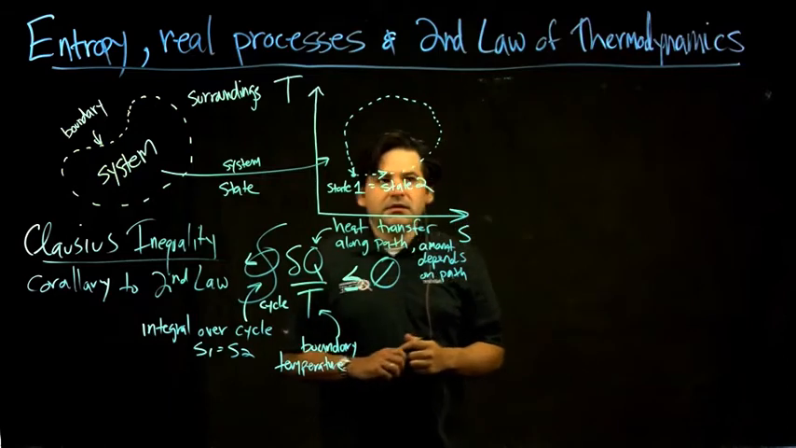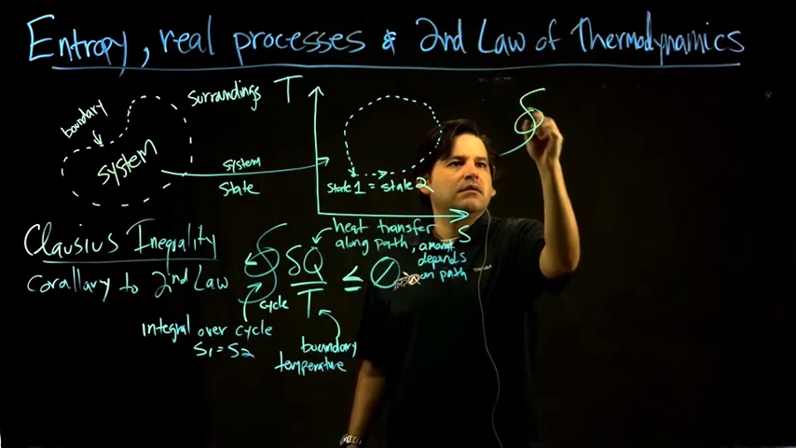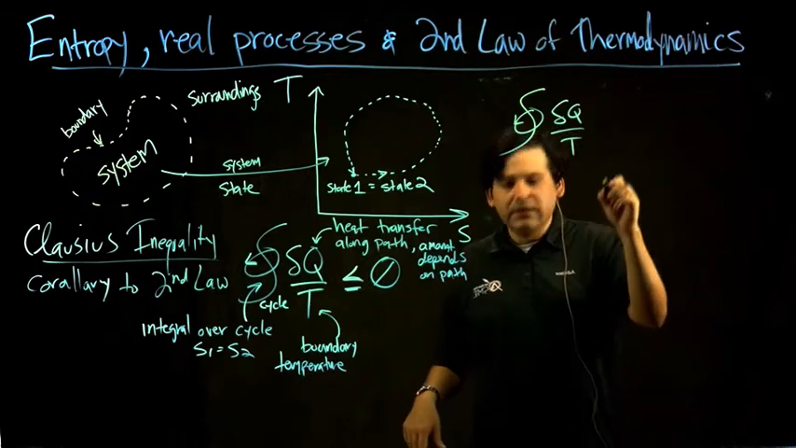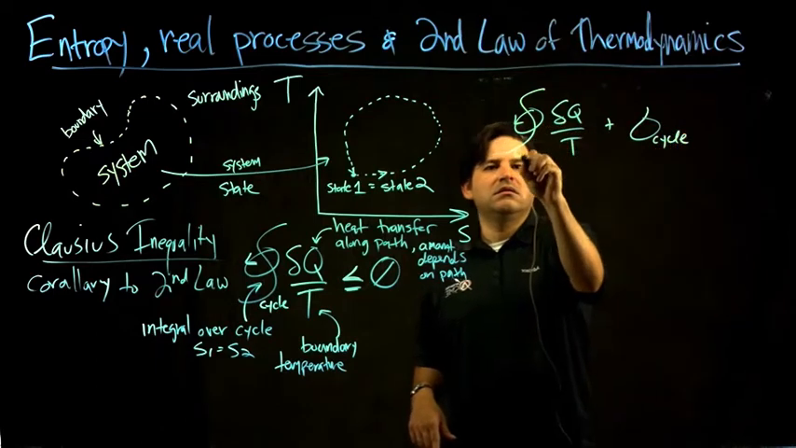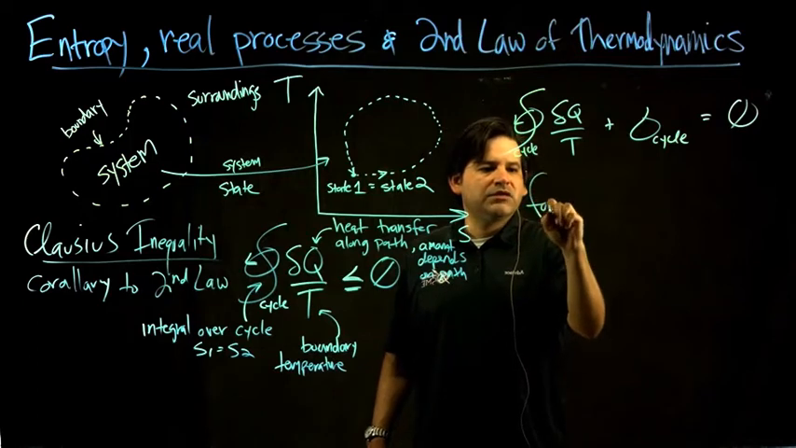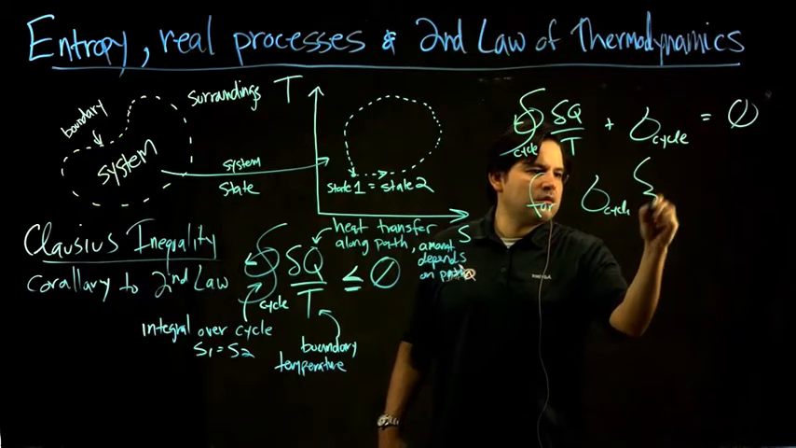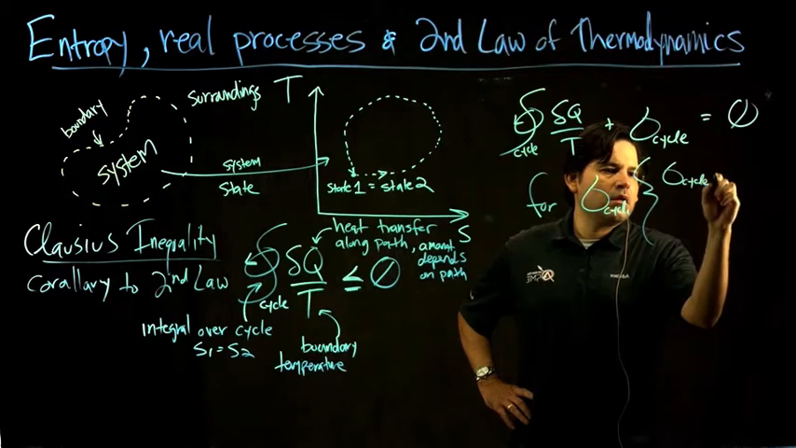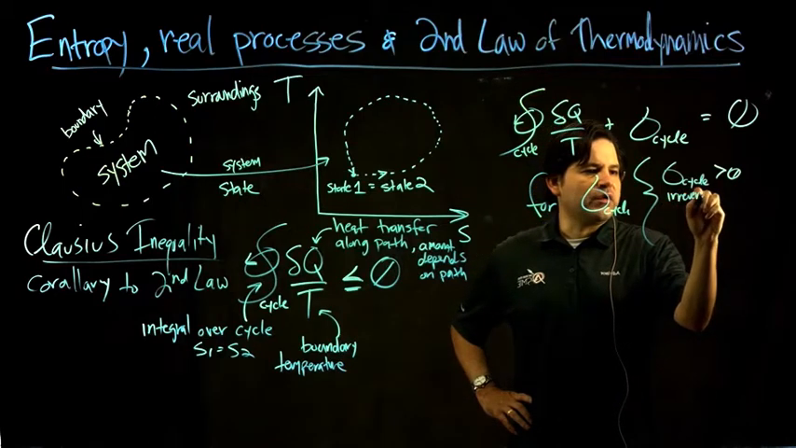So another way to think about it is, if you do this integral again over the cycle, another way to write this inequality is you say that this integral plus some amount of the cycle equals 0. And then you can make this criteria for values. There's different conditions. So if this turns out to be greater than 0, then it's irreversible, which is real.